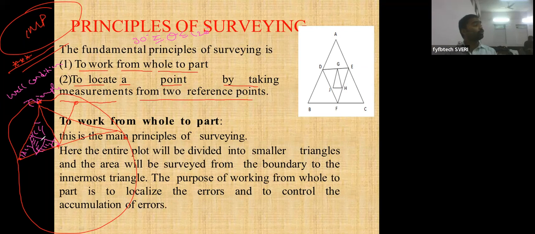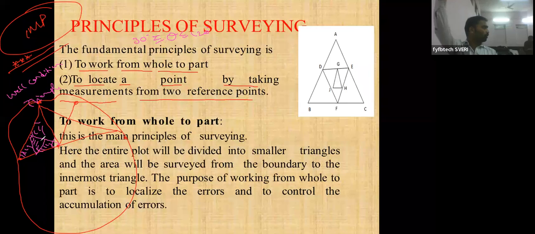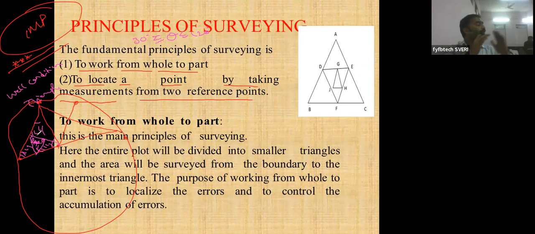So why do we have to work from whole to part? Why not from part to whole? Because if, in order to measure the smaller area, there is an error of 1 centimeter, that error is going to multiply or enlarge when you are working from part to whole. Now, in one part there is a 1 centimeter error, think like this.